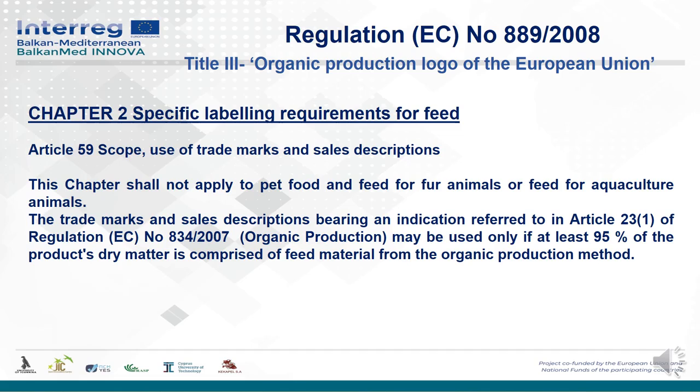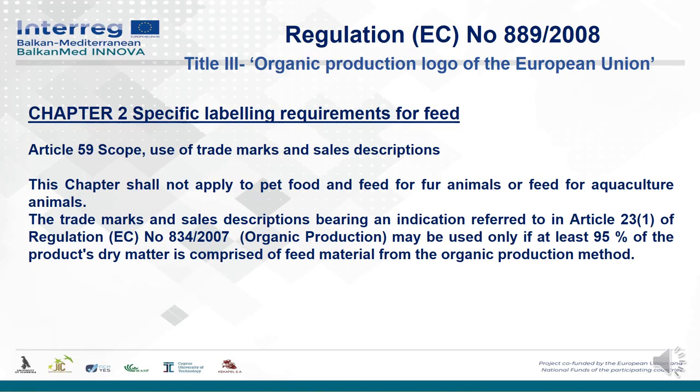We are referring here still to Title 3 of Regulation 889 of 2008 regarding the organic production logo of the European Union. Chapter 2, which I want to speak about now, is focused on specific labeling requirements for feed. And let's start with Article 59, Scope, Use of Trademarks and Sales Descriptions.